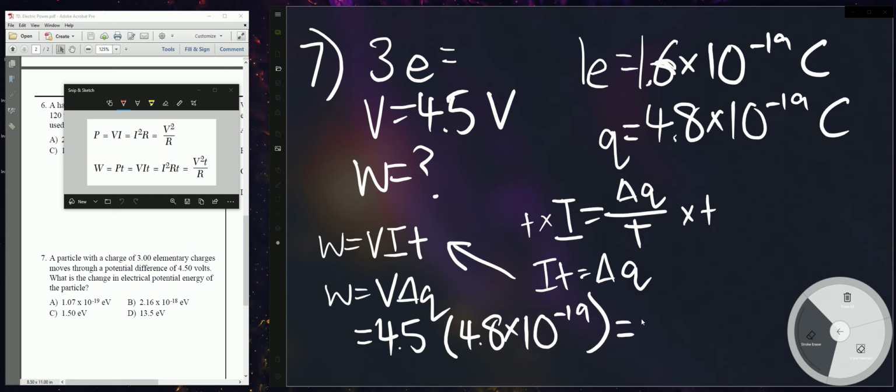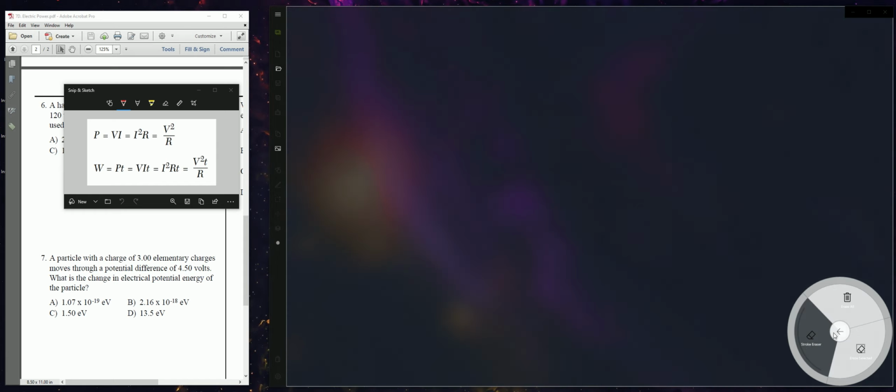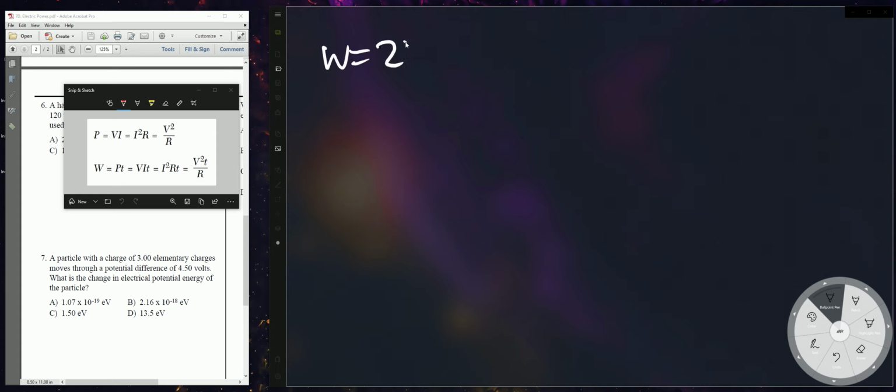I can't give the answer choice yet, just ignore me. So let's do 4.5 times 4.8. You get 21.6 times 10 to the negative 19 joules. Work is measured in joules, but the problem wants the units in electron volts. So let's erase all of this first. Again, our work is 21.6 times 10 to the negative 19 joules.